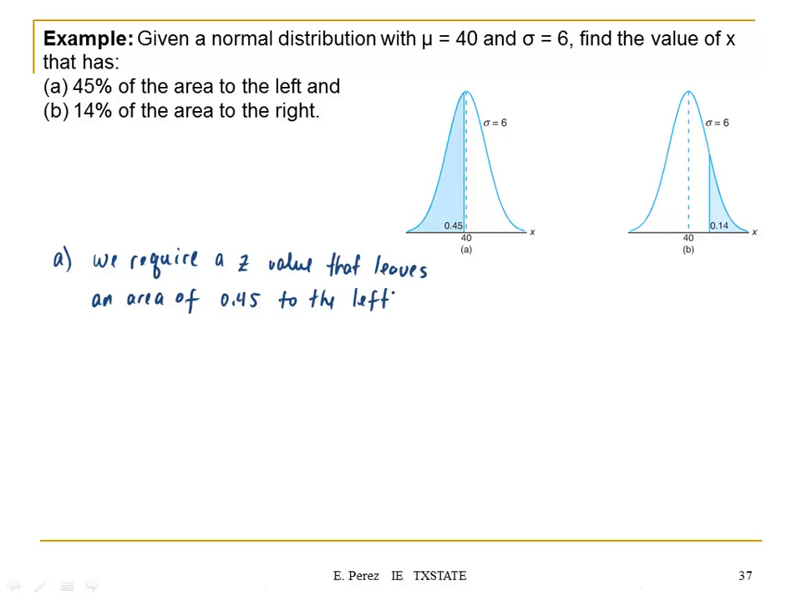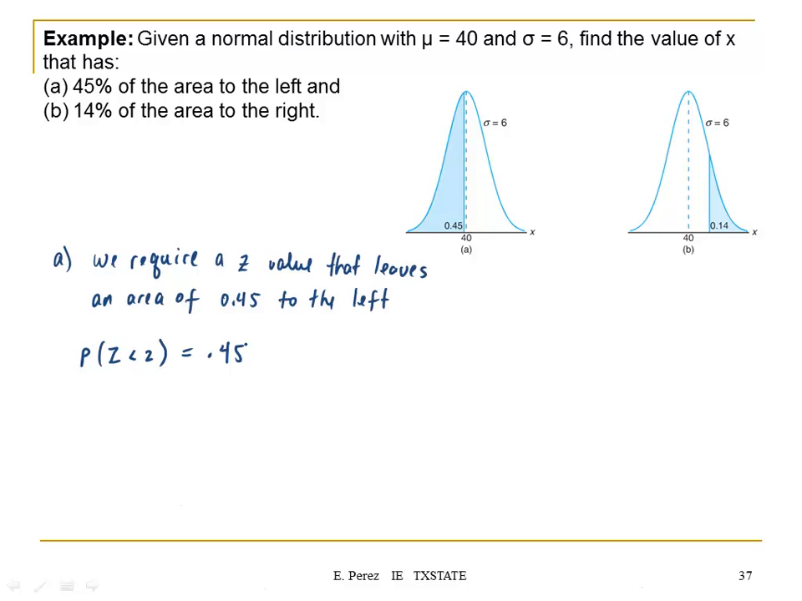So if you have your table with you, what you need to find is P of Z being less than or equal to 0.45. So what will be the value of Z that equals 0.45 from the table?